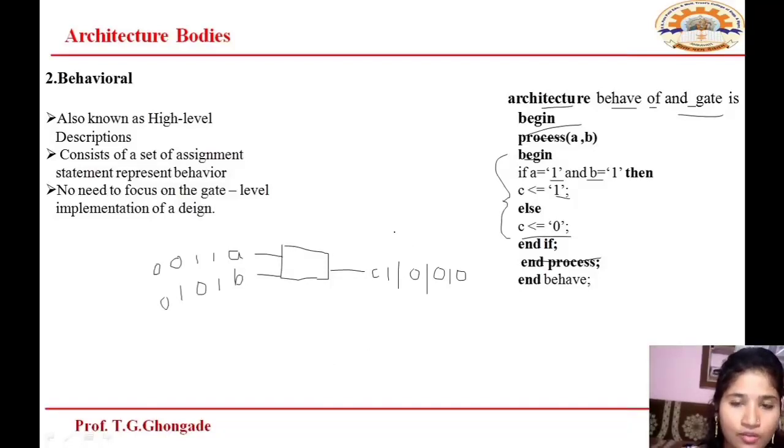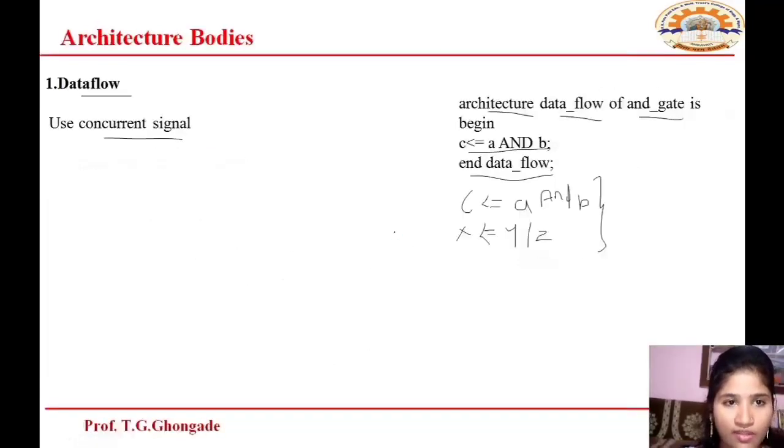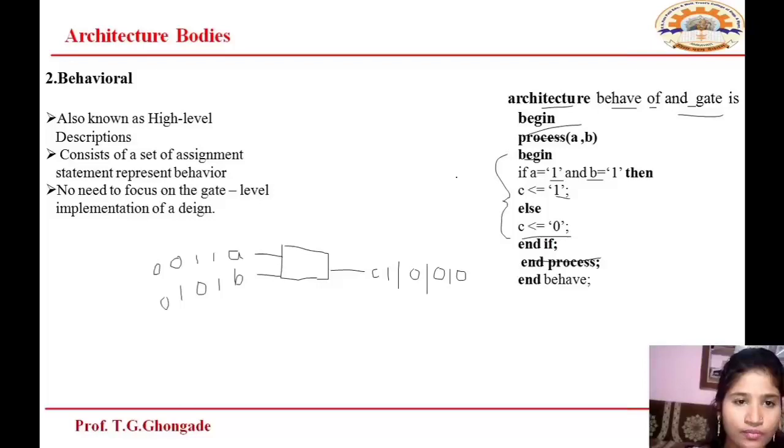Now compare it with the previous example, that is the data flow style of modeling. All I wrote there is C is assigned A and B. That means there I specify only the gate level implementation, or from where my data is flowing and how. Now in the behavioral style of modeling, I specify the complete behavior of the AND gate.